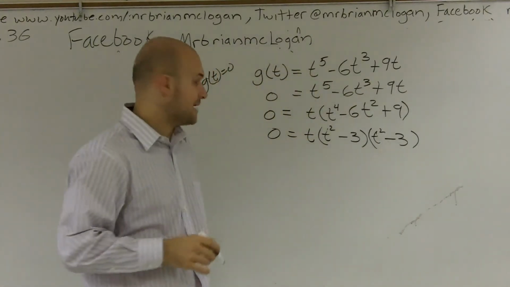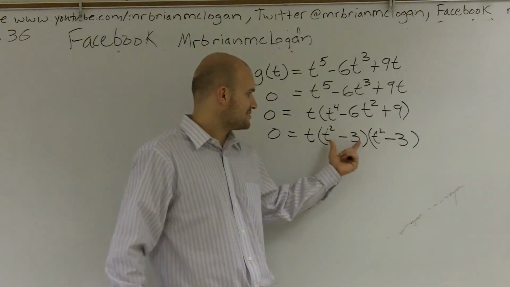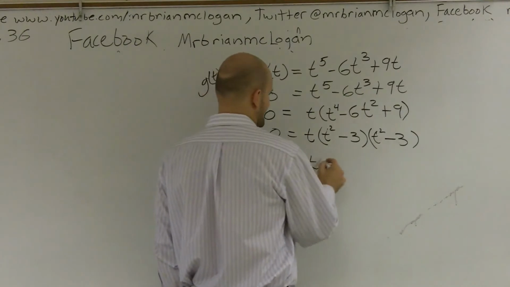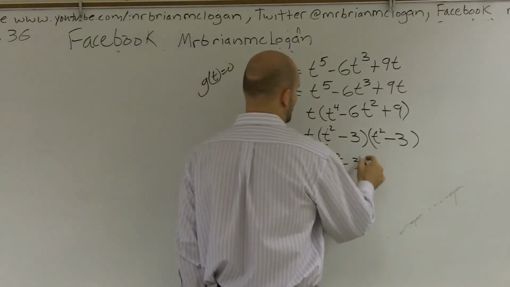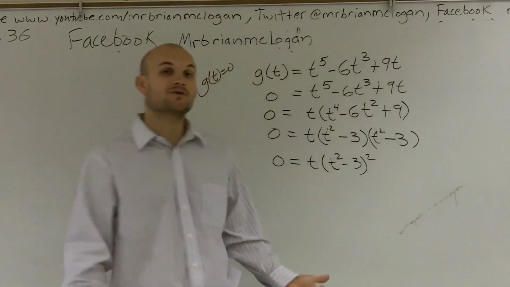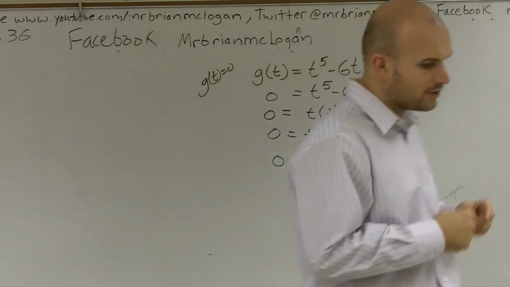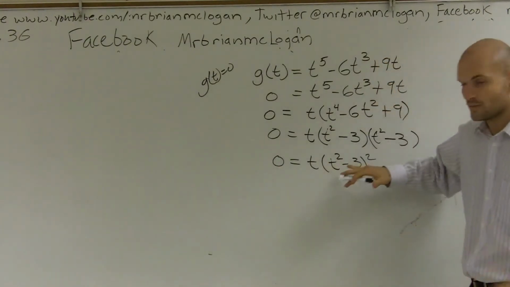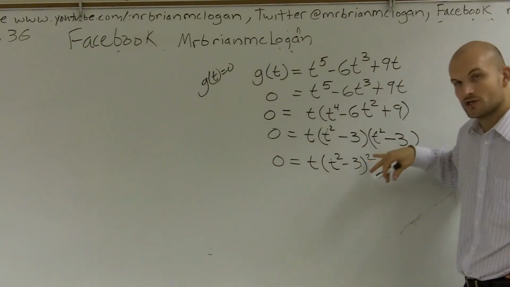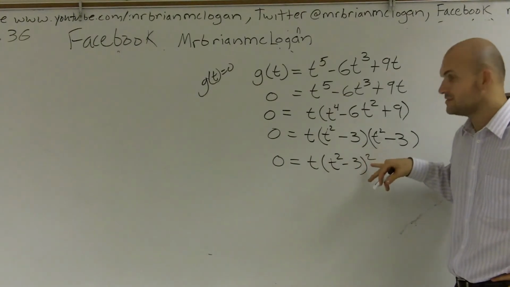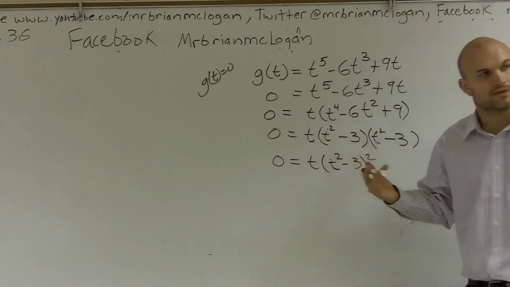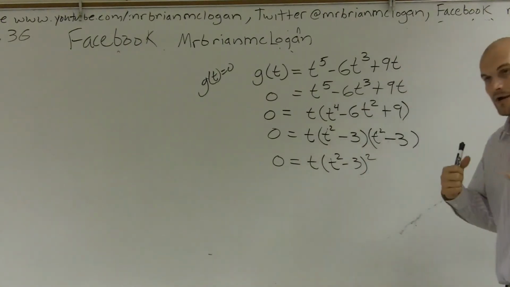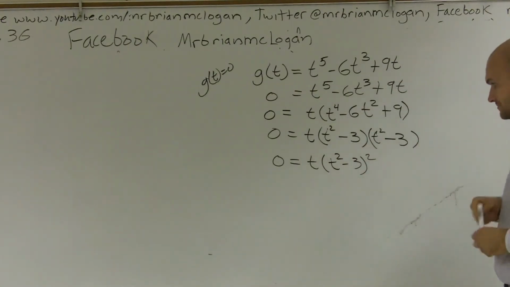An awesome thing you need to know now: t squared minus 3 times t squared minus 3 is the same thing as saying 0 equals t times t squared minus 3, squared. And why is this so important? Because when we're looking at the multiplicity of a zero, we need to know that when our zeros are written as factors, if they are to an even power, they give us a multiplicity of 2, and if they're to an odd power, they give us a multiplicity of 1. We'll talk about multiplicity a little more in a second.